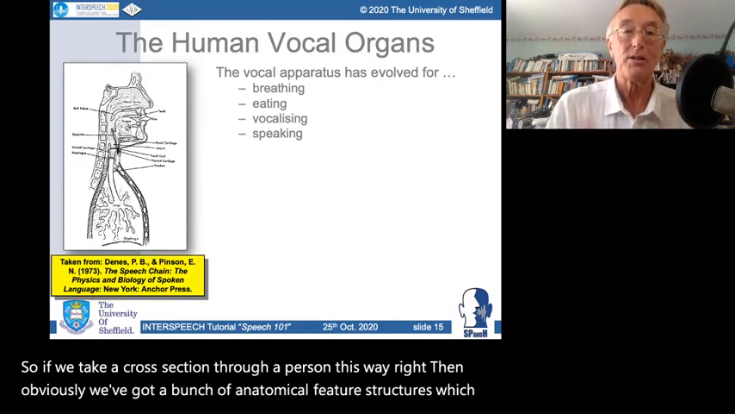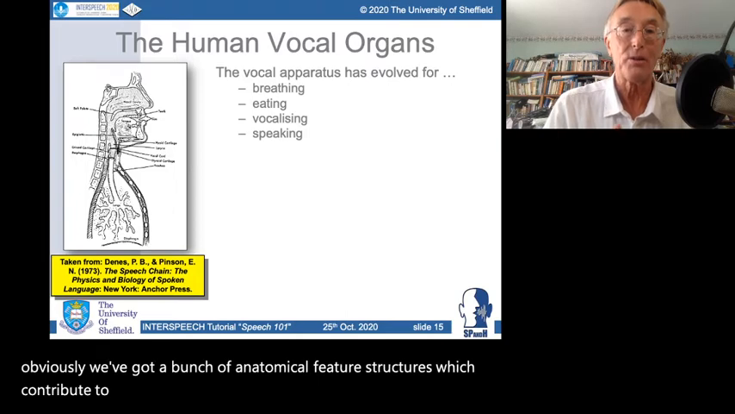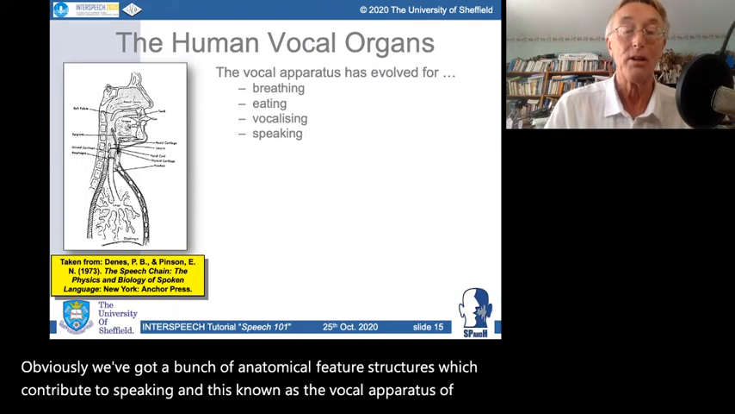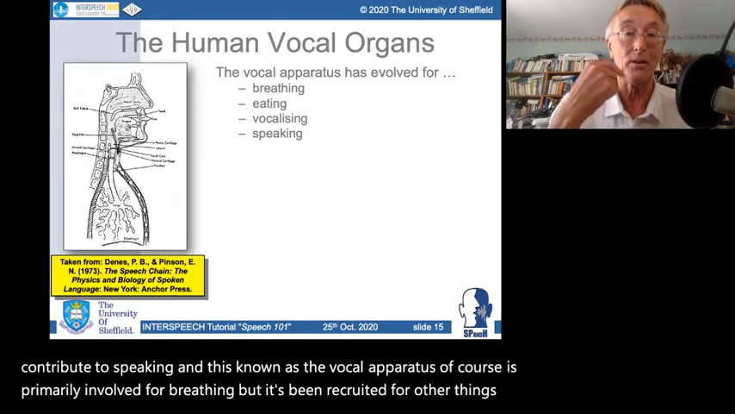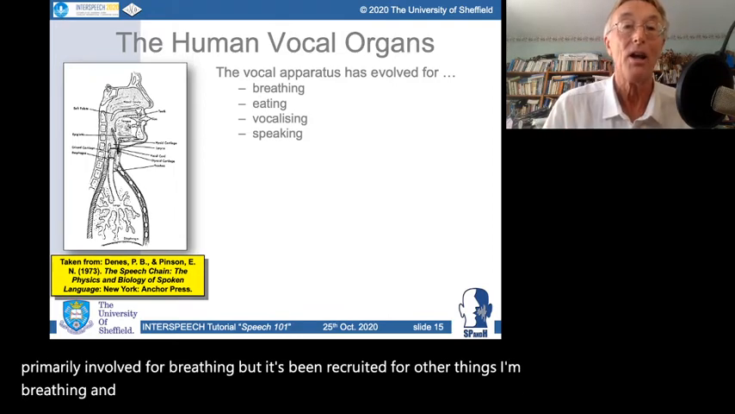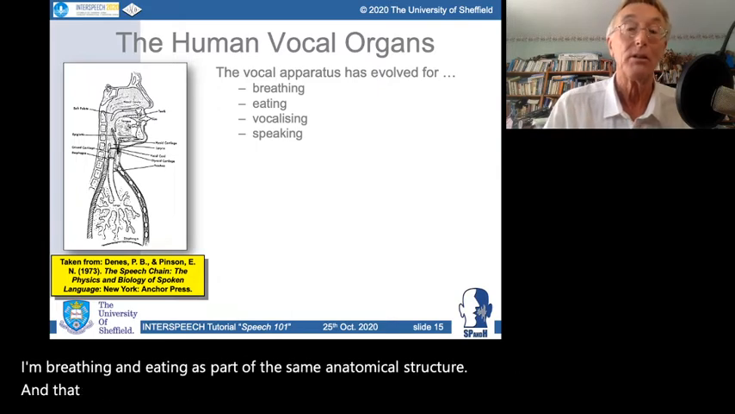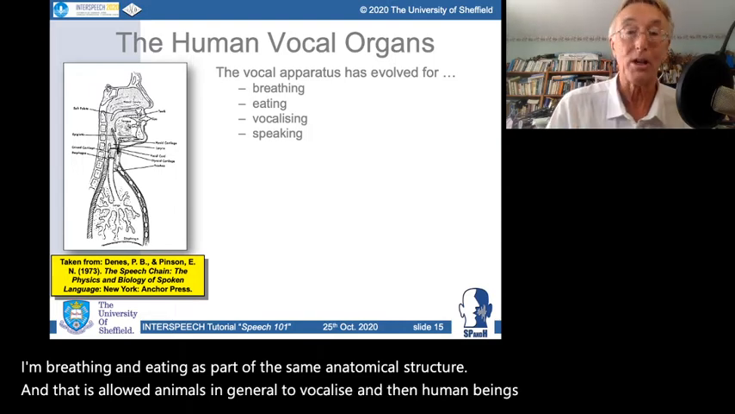And this, known as the vocal apparatus, of course, has primarily evolved for breathing, but it's been recruited for other things. Breathing and eating is part of the same anatomical structure, and that has allowed animals in general to vocalize, and then human beings in particular to speak by recruiting those same structures.